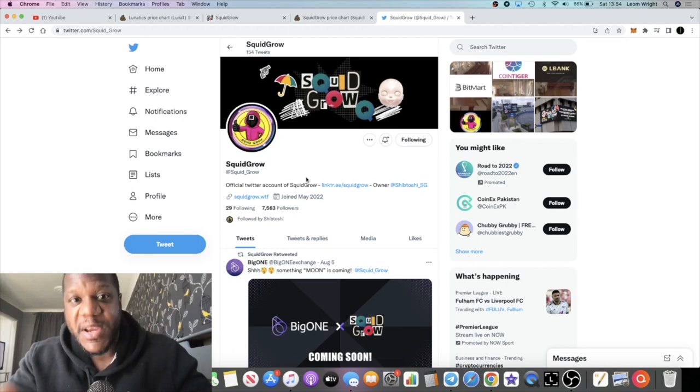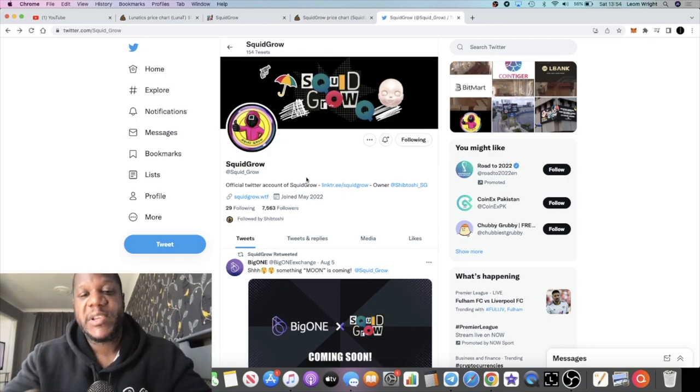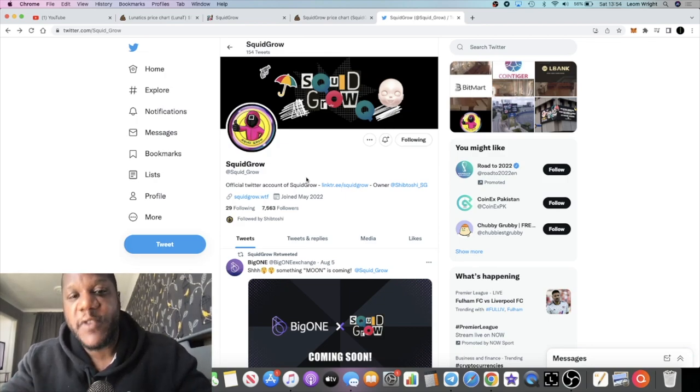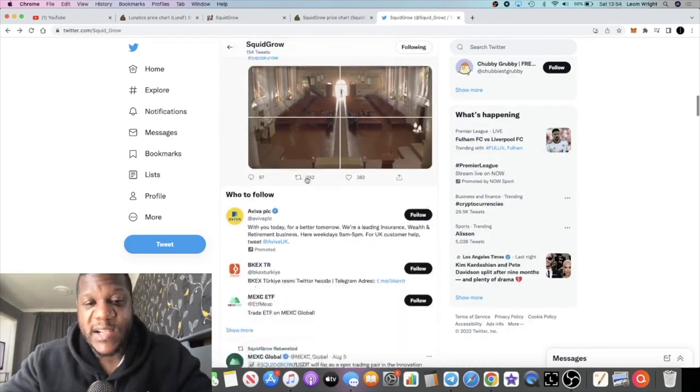That being said, I'm a big bag Squidgrow holder, but this is just adoption, right? This is what we need. We need more exchanges. More exchanges means more volume, right? More safety for people that are not familiar with decentralized finance, right? Not using MetaMask, not using a Trust Wallet. This is just bullish for the project as a whole.